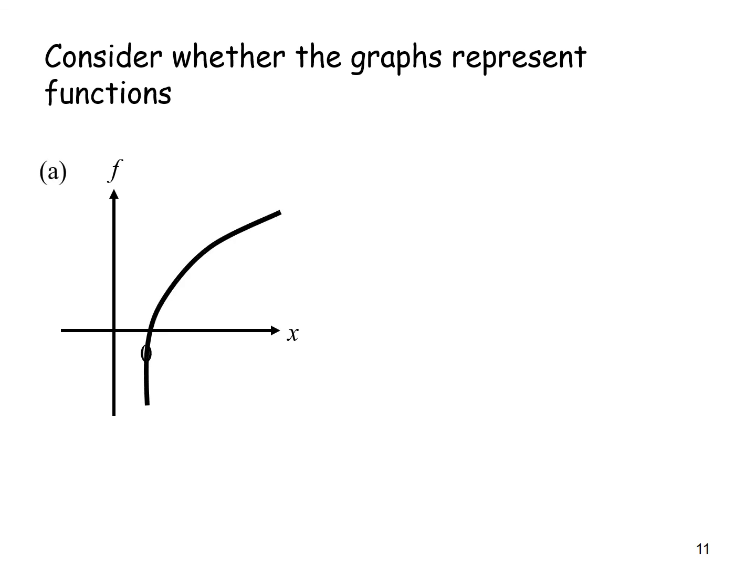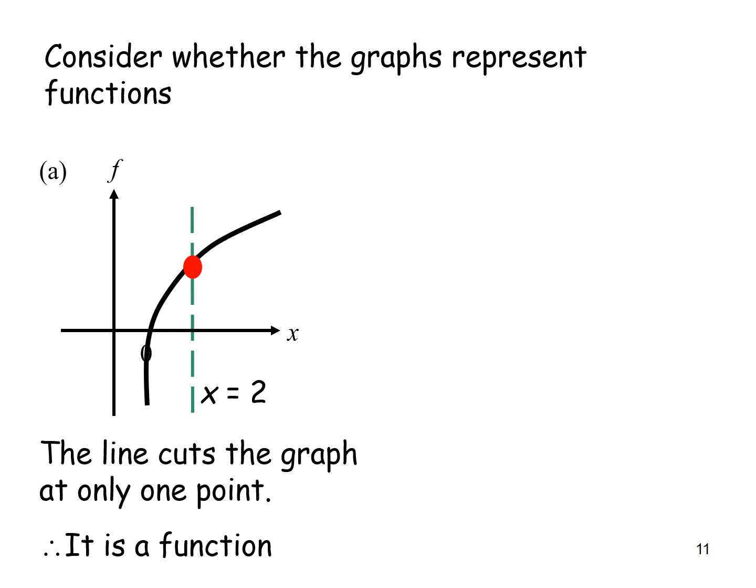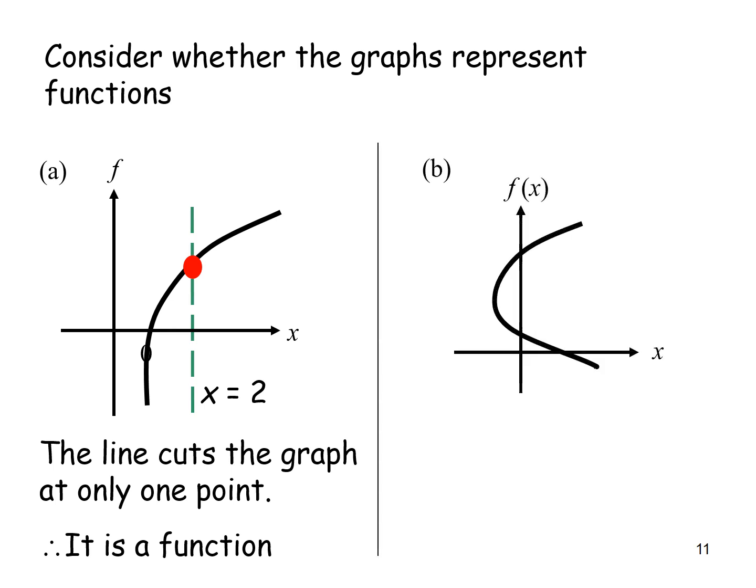Consider whether the graph represents a function. For example, we have the first one. This is the first graph. To test whether this graph represents a function, we draw a vertical line x. Let's say x equals 2, and we notice that it has only one intersection point between the vertical line x equals 2 and the graph. So it is a function.